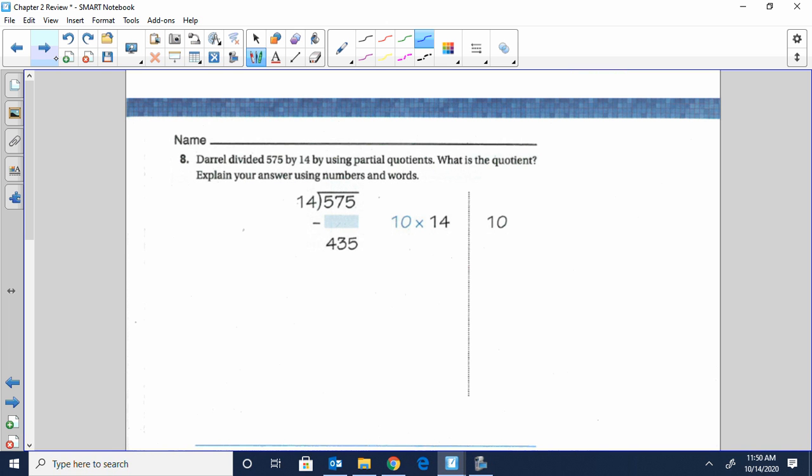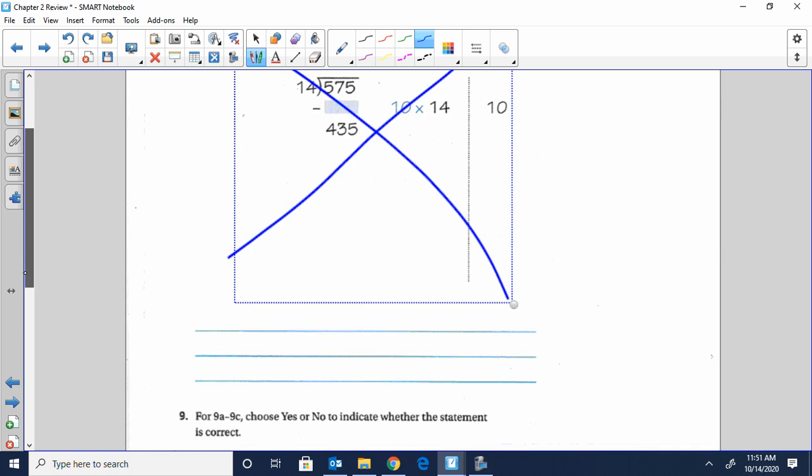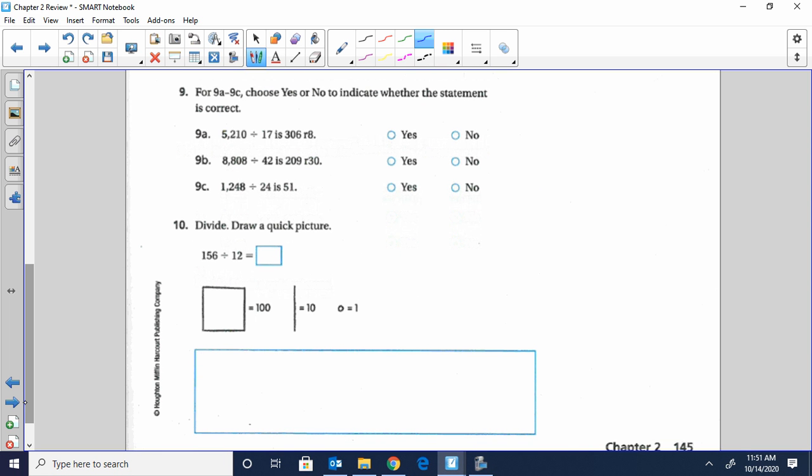Question number 8, you may cross off because we will not be doing partial quotients on this test. Question number 9 is very similar to question number 2, where you had to divide and see if your answer is correct, except this time, now we have 2-digit divisors.